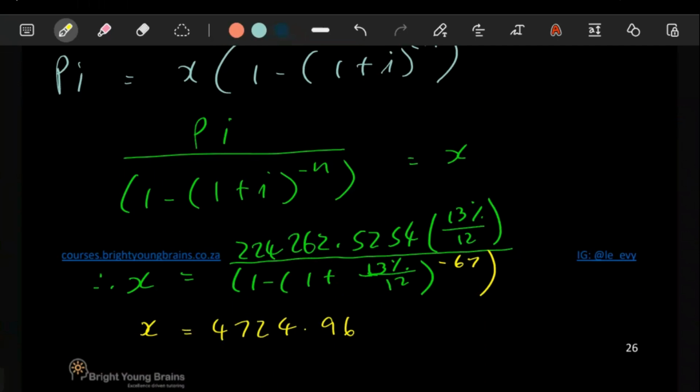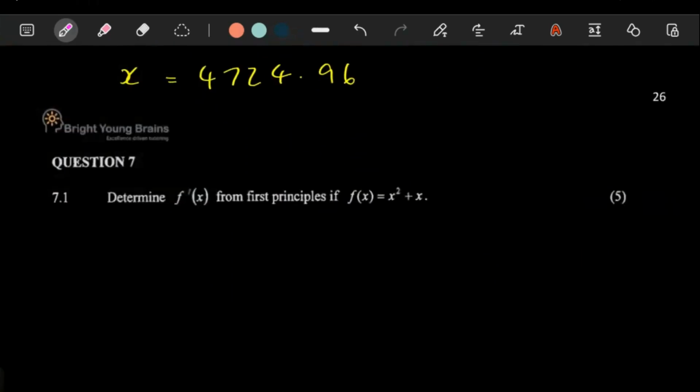So the idea is the format that we're using and the logic and all that. That's how you're going to work out questions like this. Let's move on to question 7. Question 7 says determine the first derivative from first principles. This is the equation.